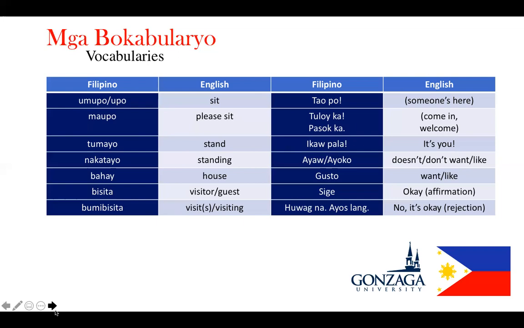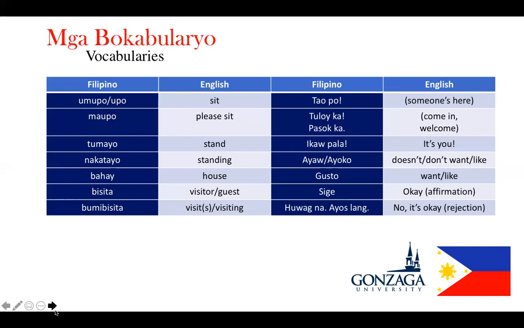Okay, affirmation is sige. Example, Braxton will tell her friend that she has to leave already. I have to go because I still have a class at 1 p.m. And then the friend's response would be, sige, or okay, sige. Okay? And then, no, it's okay. Wag na, ayos lang.